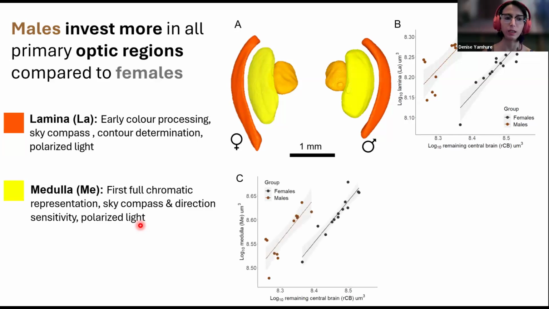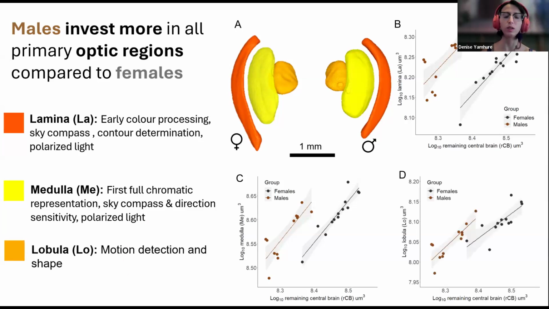The second region is the medulla, which is the yellow region coded here. And this is the region where the first full chromatic representation of the visual environment is performed in the bee brain. It's also involved in the sky compass orientation, direction sensitivity, and polarized light. And finally, we have an enlargement in the lobula, which is involved in motion detection and shape.